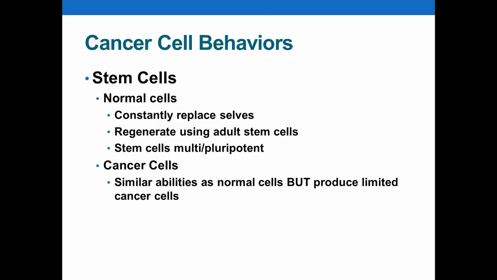Therefore, the key concept here is that normal stem cells have the ability to differentiate into a wide variety of cells. Cancer stem cells do not have the ability to produce a wide variety of cells. They produce a limited variety, a limited type of cell, and that limited type of cell is that abnormal cancer cell.